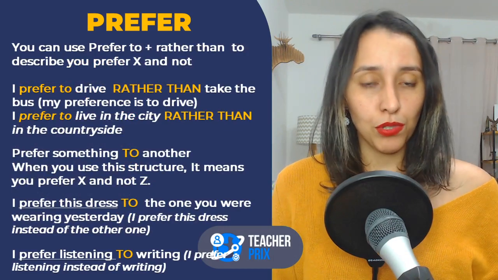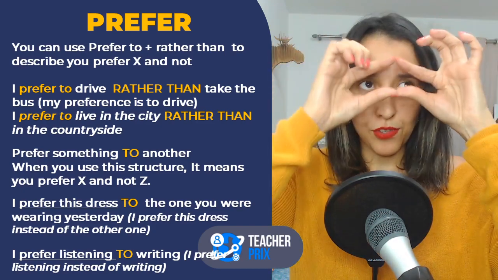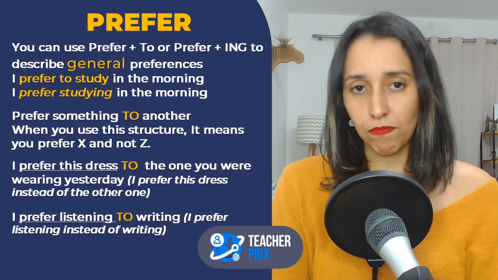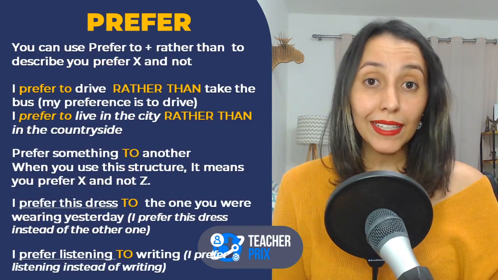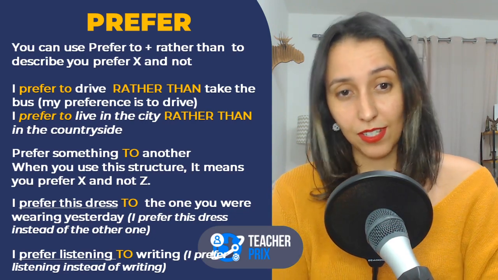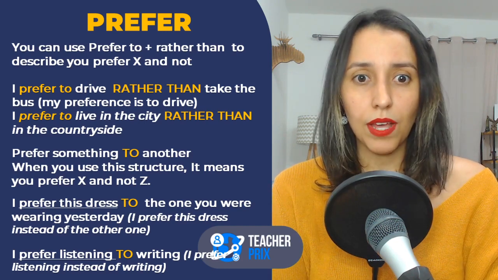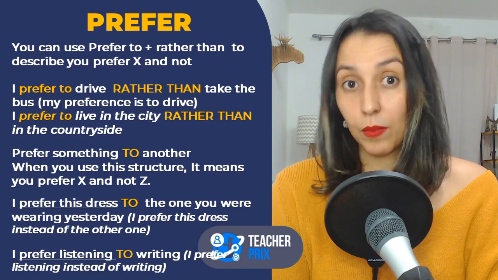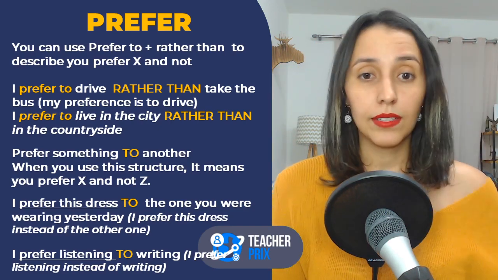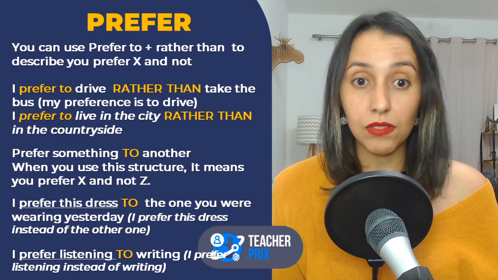Now, I can also use I prefer to blah, blah, blah, rather than. This is a structure, okay? It'll basically give the same idea as I prefer blah, blah to blah, blah. I prefer to drive rather than take the bus. So when you go to work, do you prefer to drive rather than take the bus? Or do you prefer to take the bus rather than drive? Let me know. Some people prefer to take the bus because then they can relax, they can listen to music, they can study. And if you're driving, you have to pay attention. You cannot really do anything else, okay?